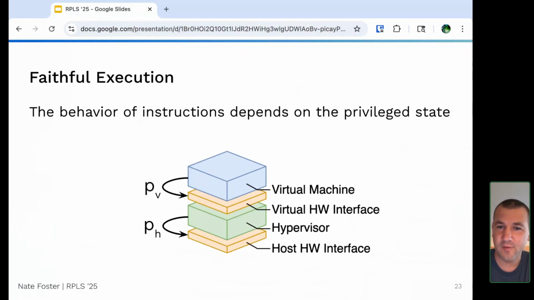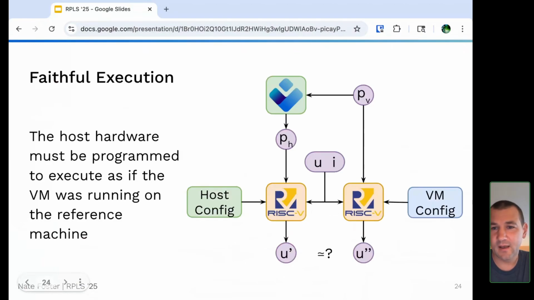This seems totally straightforward, but I just want to remind you that it's a little bit more subtle, because the behavior of many instructions will depend on this privileged state. I've referenced this several times, so I'm going to drill down and show you in a little more detail how that works. This privileged state exists at both layers. We have privileged state at the virtual level, and we have privileged state at the host level. Again, we want it to be the case that as the hypervisor is configuring and managing this privileged state for the host system, this whole picture still gives us a simulation.